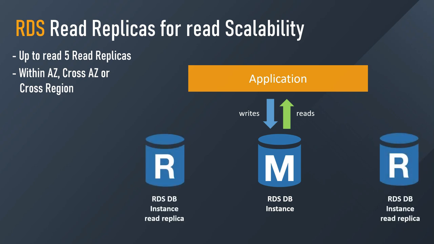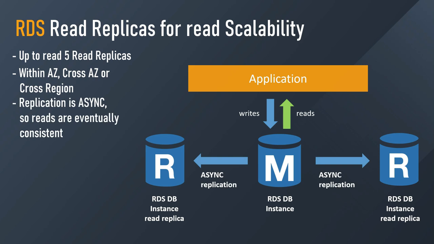So say we have another RDS instance read replica and another one, and what will happen is that there will be an asynchronous replication between the main RDS database instance and the 2 read replicas. Asynchronous means that the reads are eventually consistent. What that means is that, for example, if your application reads from the read replica before it had the chance to replicate the data, then you may get old data, and this is why it's called eventually consistent asynchronous replication.